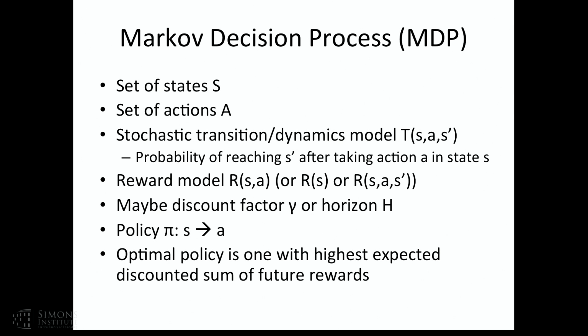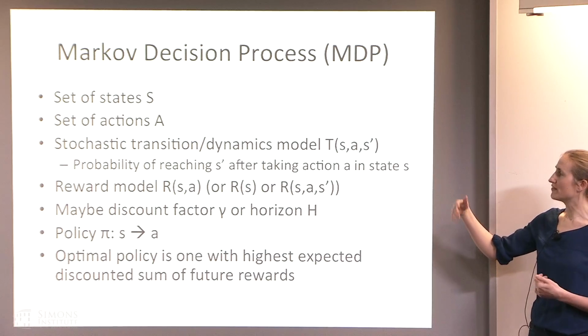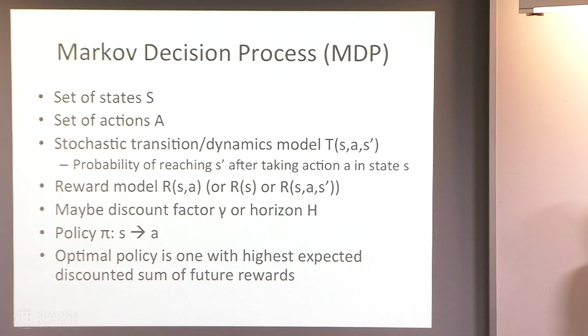Most of the work in reinforcement learning has focused on Markov decision processes. So an MDP can be specified as a tuple, where we have a set of states, a set of actions, and then we have some stochastic transition between states. We can represent that as a dynamics model or transition model, such as T(s, a, s'). We have some probability of reaching the next state s' after taking action a in state s. So if you think about a faulty robot, a robot might try to go forward, but maybe its wheels get stuck some of the time. So sometimes it succeeds in going forward, and sometimes it stays in the same place.